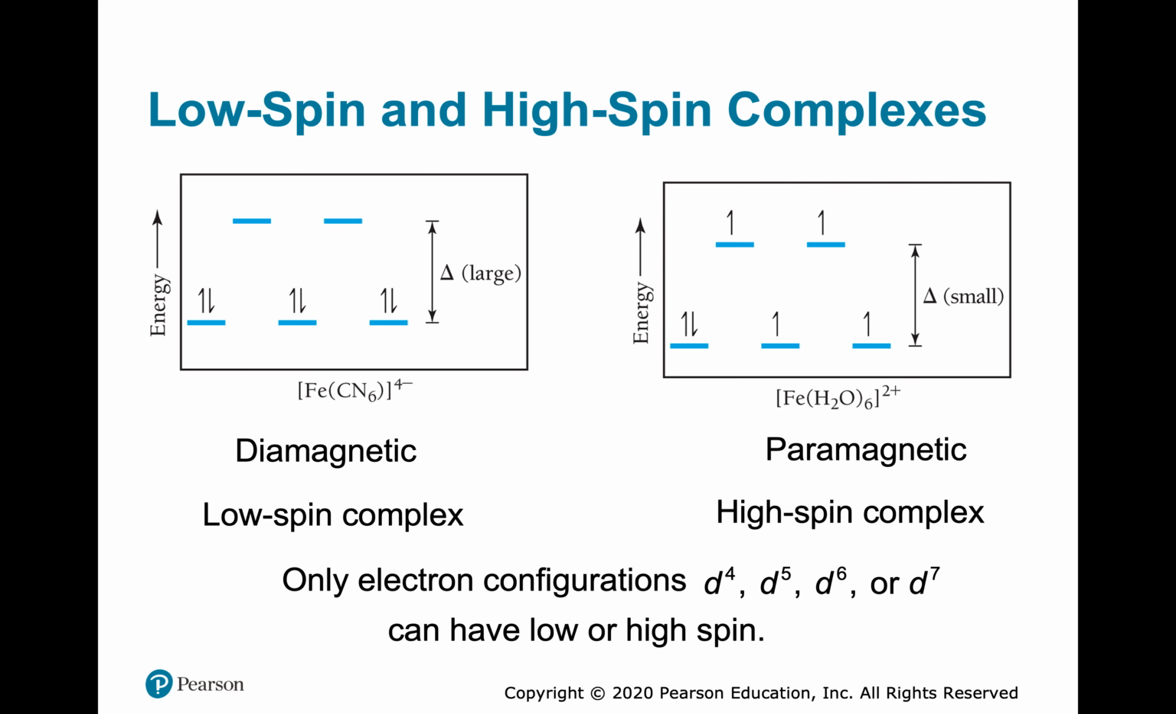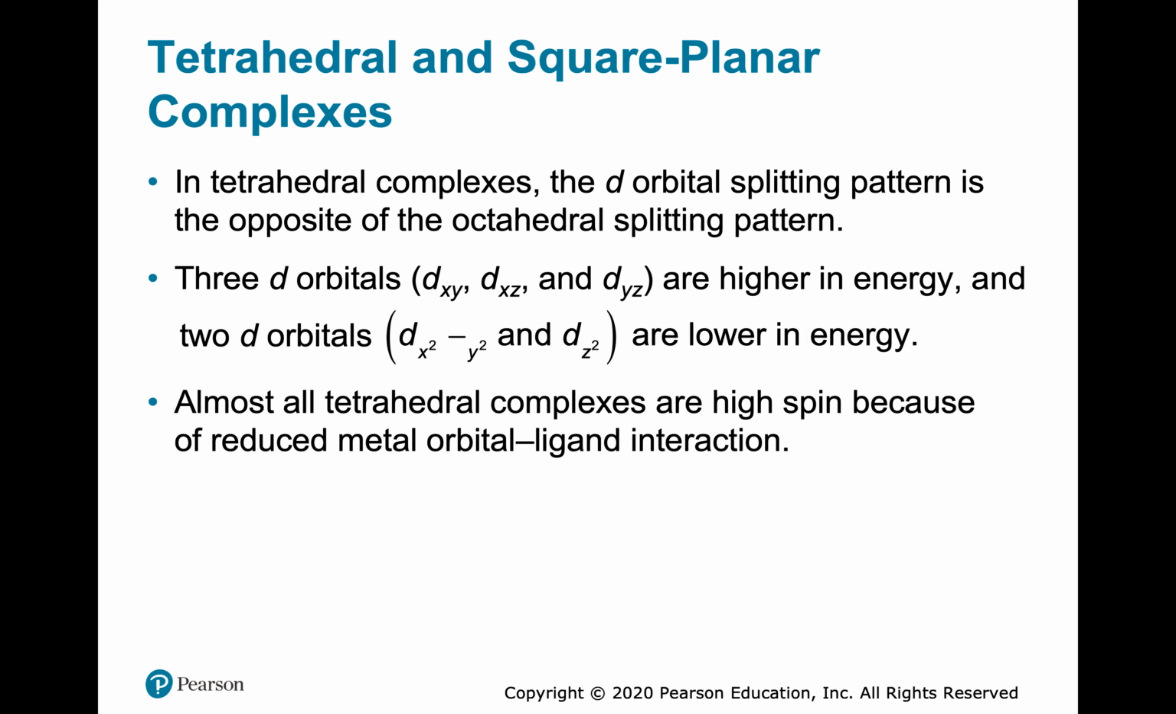So we have the high spin and low spin, and so what? Well, the low spins are diamagnetic in their magnetic properties, and the high spin are paramagnetic. So it changes the magnetic properties of the ion, or the complex, I should say. It's not just the ion.